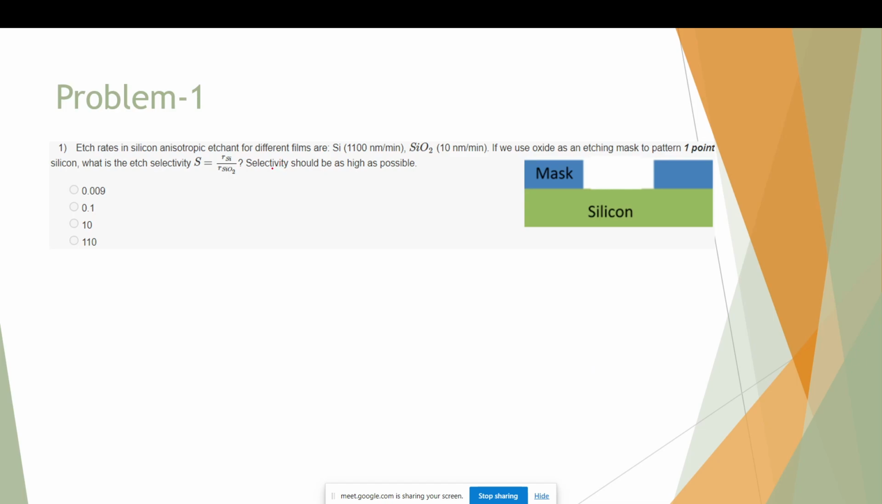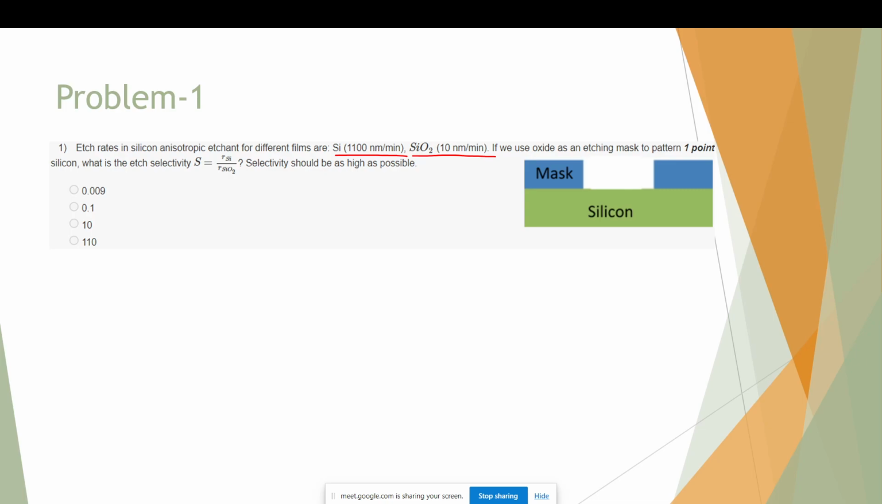So the first problem is quite simple. Etch rates in silicon anisotropic etchant for different films are given: 1100 nanometer per minute for silicon and 10 nanometer per minute for SiO2. If you use oxide as an etching mask to pattern silicon, what is the etching selectivity? Selectivity should be as high as possible.